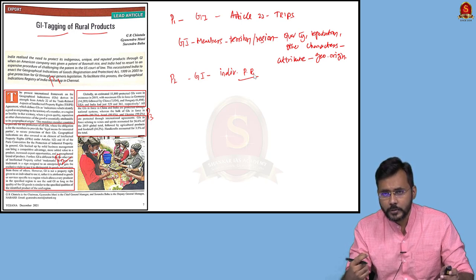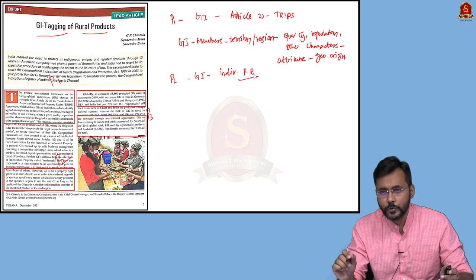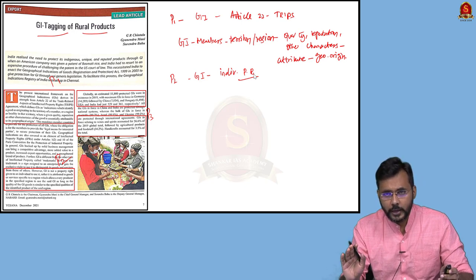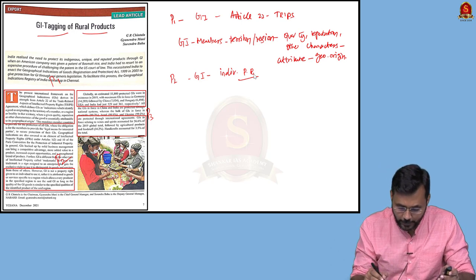It's based on the process and all those qualities which you match, then you can have the GI tag. So that's the point they say. And also the most important thing is it's not an individual property right. It's given for the region. And next they have given in paragraph 2.